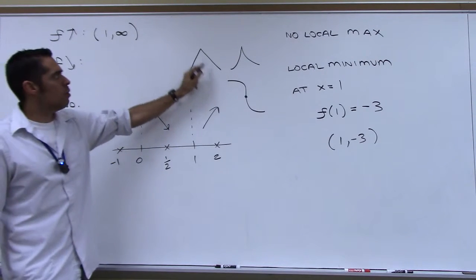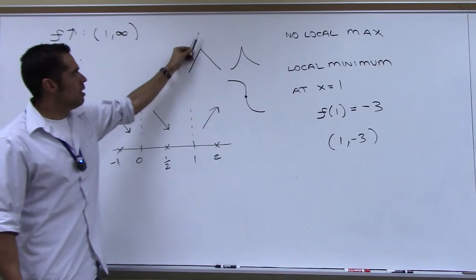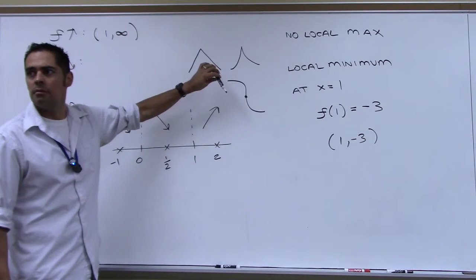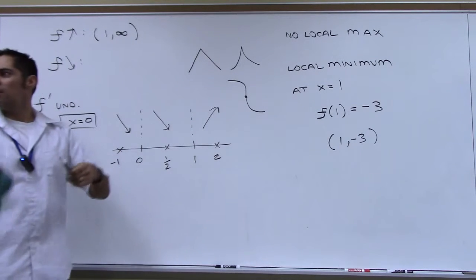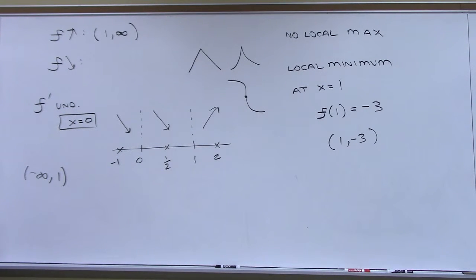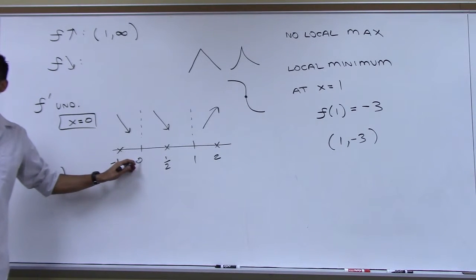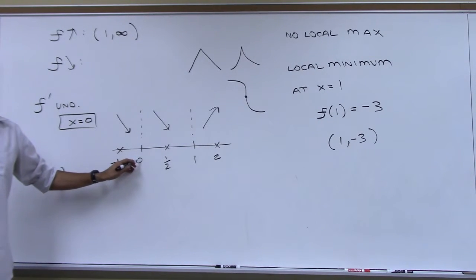If you had a corner, it would do what? Go up, down, wouldn't it? And then this too, it would go up, down. You would have a switch in your increase, decrease. But the key to it is that 0 is in the domain of the original function.